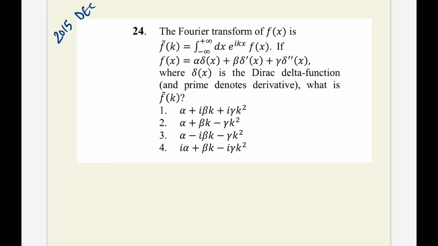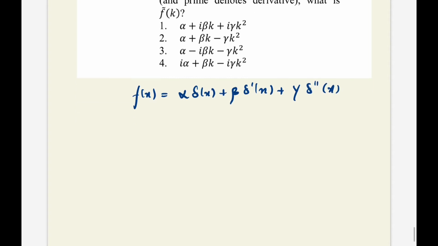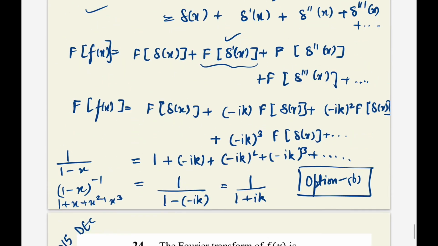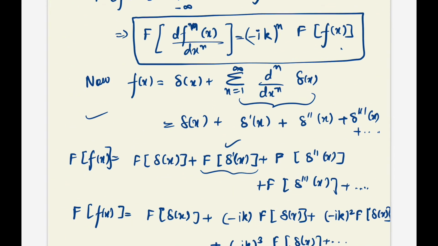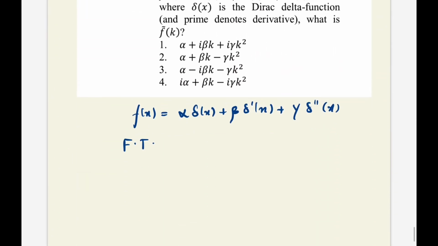Now in order to do this question, first I will write f(x) again, that is alpha delta(x) plus beta delta prime(x) plus gamma delta double prime(x). Okay, now as we already know from the previous question, the Fourier transform of a derivative is given like this. This is important, please remember that.